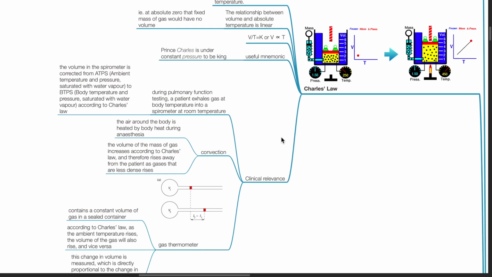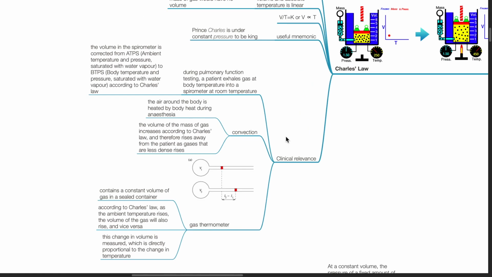Clinical relevance of Charles's law. During pulmonary function testing, a patient exhales gas at body temperature into a spirometer at room temperature. The volume in the spirometer is corrected from ATPS, ambient temperature and pressure, saturated with water vapor, to BTPS, body temperature and pressure, saturated with water vapor, according to Charles's law.